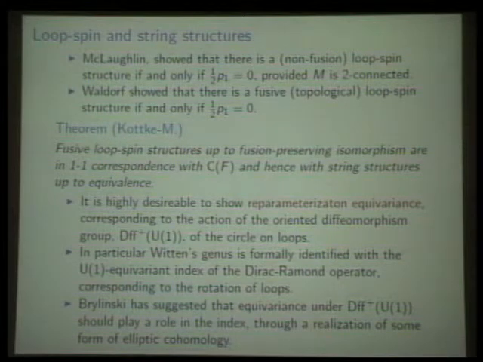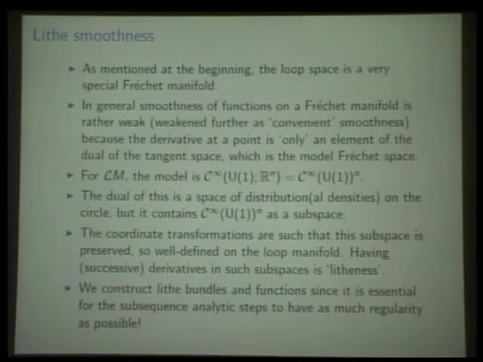Anyway, so this is the final. So this is step 0 in the program of understanding the Dirac-Ramond operator. At least we now understand the spin structures, and we can find at least the objects on which this is defined. The reparameterization invariance is unfortunate.